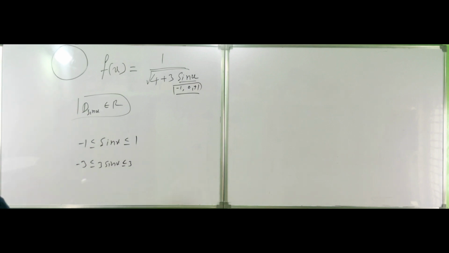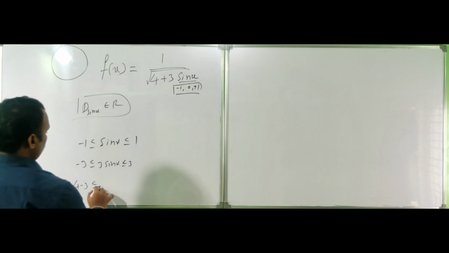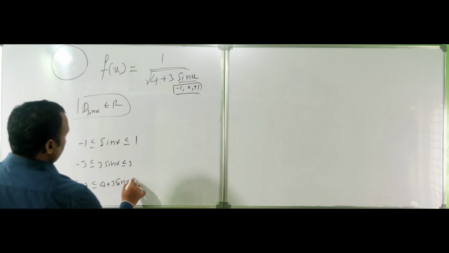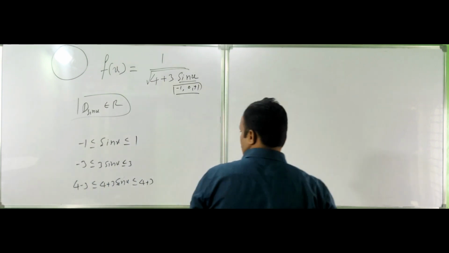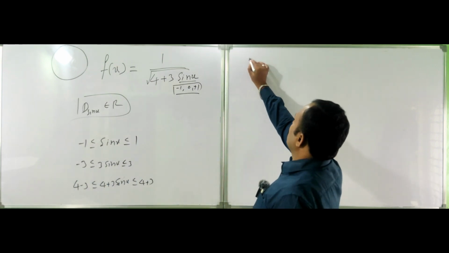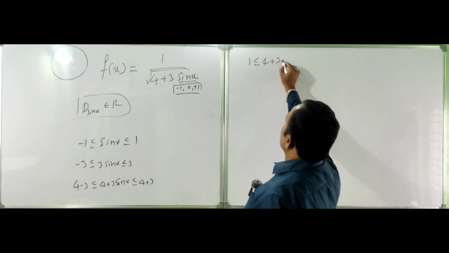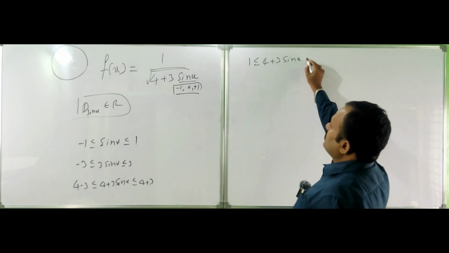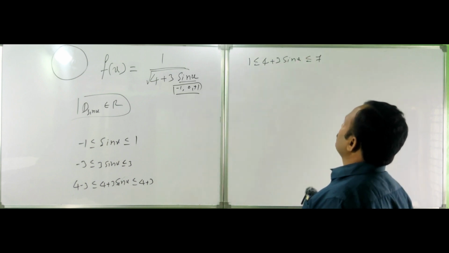Again adding 4. Okay sir, 4 minus 3 is less than or equal to 4 plus 3 sin x, which is less than or equal to 4 plus 3. So this becomes 1 is less than or equal to 4 plus 3 sin x, less than or equal to 7.